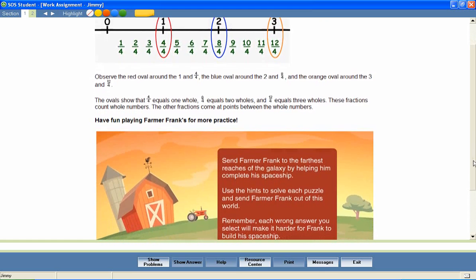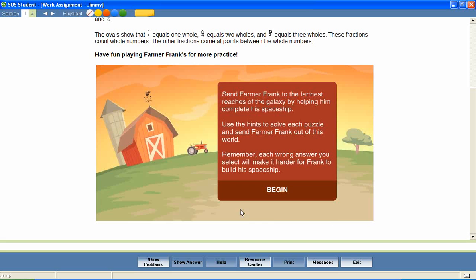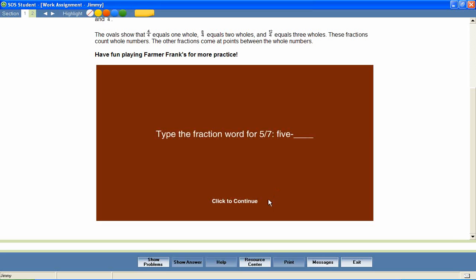In some lessons, students are given the opportunity to review and reinforce what they've learned with fun games like Farmer Frank and All Right. Let's take a look at an example.